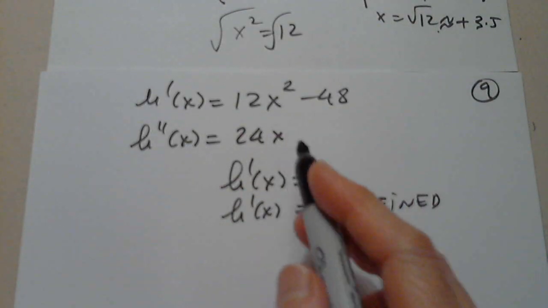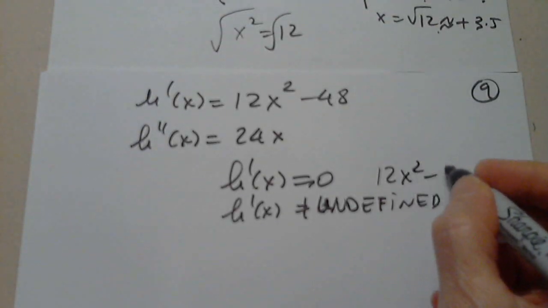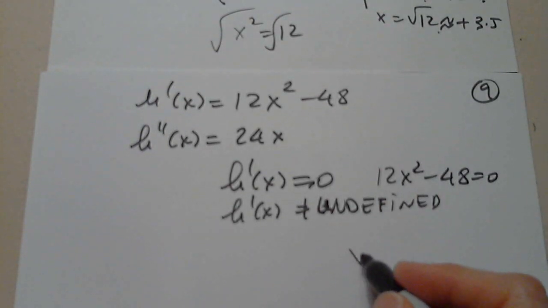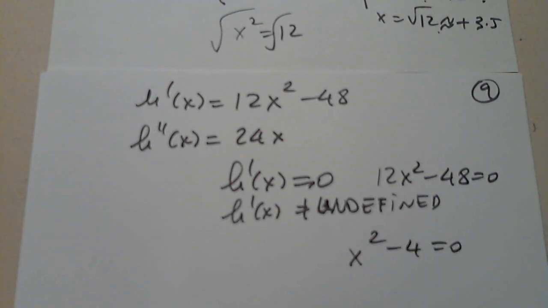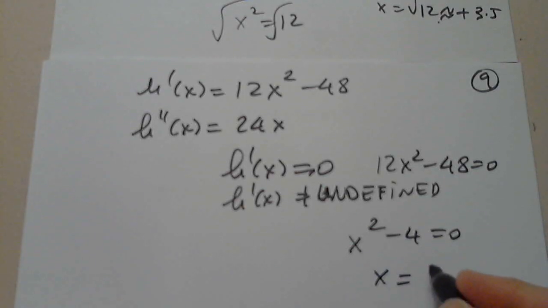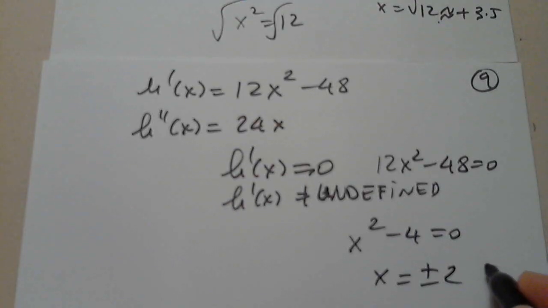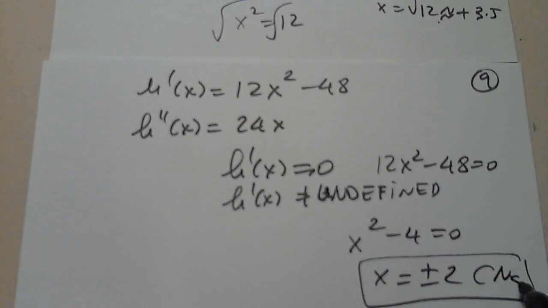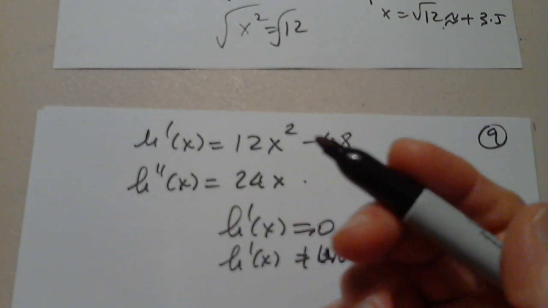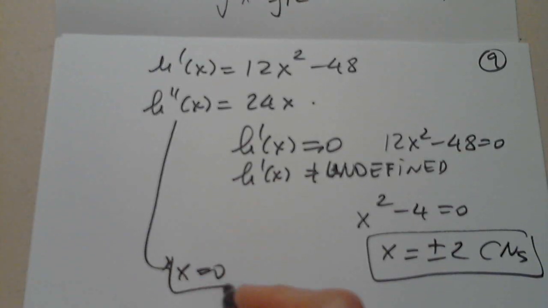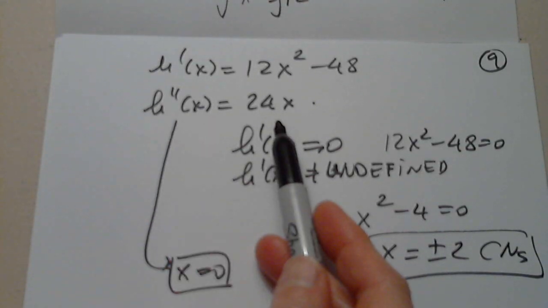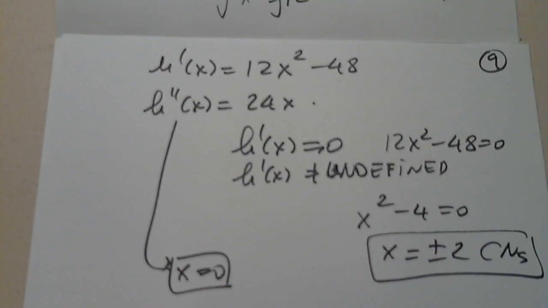So when I set this equal to 0, I get 12x squared minus 48 equals 0. Or when I divide both sides by 12, I get x squared minus 4 equals 0. I know that this is plus or minus 2. So these are the critical numbers. And there is another critical number, in other words, an inflection point, when x is 0, because the second derivative will be 0 when 24x equals 0.